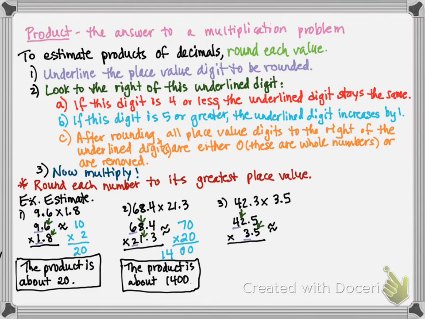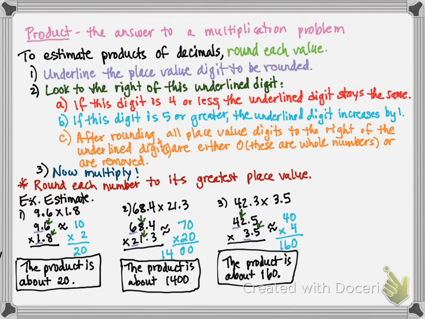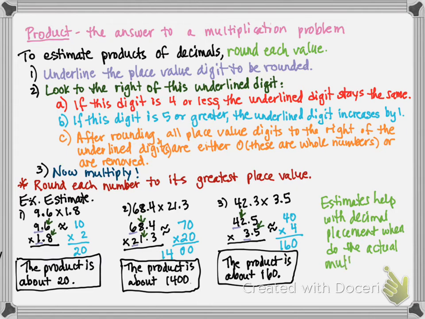Let's see. 2 cannot round up 4, so we get 40. 5 rounds up 3 to 4. So we multiply that, and we get 4 times 4 is 16, and there's 1 zero. So we would say the product is about 1,400. I mean, sorry, 160. I was looking at the other answer. So again, these estimates are going to help us make sure our decimal is placed correctly when we do the actual math. Estimates help with decimal placement when doing the actual multiplication of decimals, which again we're going to do tomorrow.